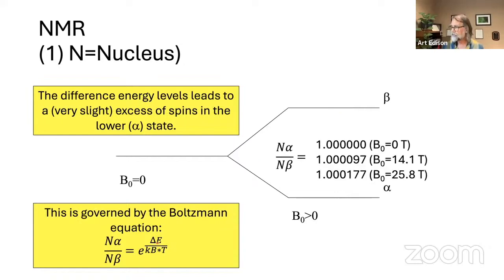And the sad thing, the reason why NMR has lower sensitivity than, for example, mass spec, is that this ratio of alpha to beta is very low. So if there's no magnetic field, there's no partitioning at all, and they're equally populated. In a 14.1 Tesla magnet, which is 600 megahertz, this is the ratio that you get: 1.000097. So a very slight excess of alpha over beta.